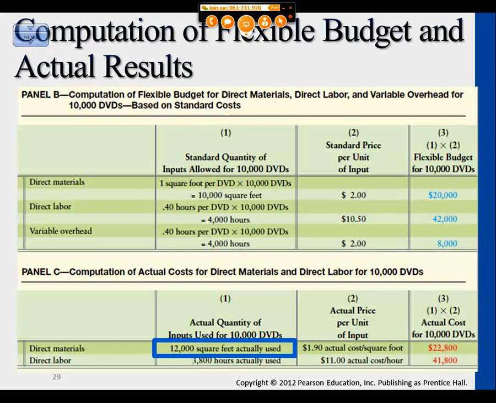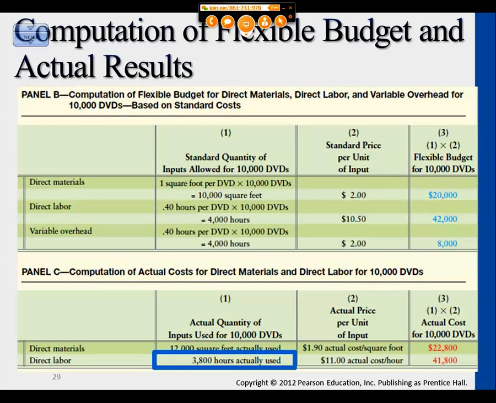Now you need to show your computation of actual cost for direct materials and direct labor for the same volume of production, 10,000 DVDs. So for direct materials, you see your actual quantity of inputs that were used to produce 10,000 DVDs is 12,000 square feet. So we estimated at first that it would be just 10,000. It turned out to be 12,000. So I know my actual price per unit of input is $1.90, which was the actual cost per square foot. I estimated my standards at $2 of cost per square foot, and now I have my actual cost for 10,000 DVDs. So here you go, it's $22,800.